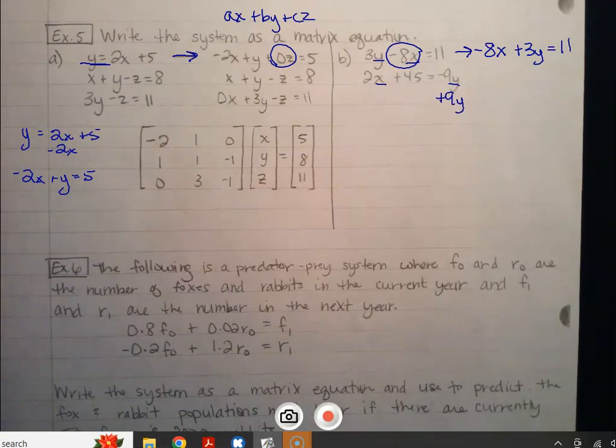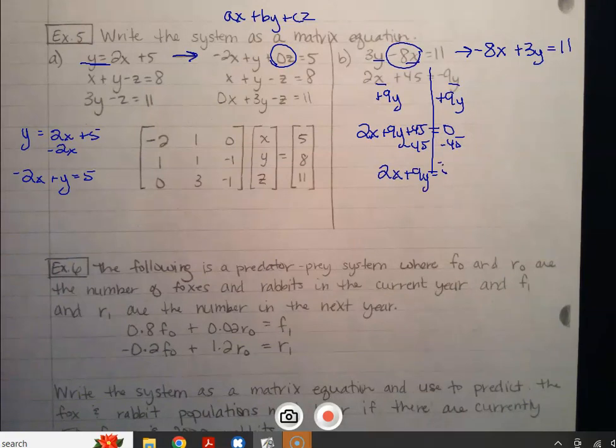And then the other one, we're going to have to add 9y and subtract 45. Because remember, my equal sign is like my divider. So I'm going to have 2x plus 9y plus 45 equals 0. But I need this 45 over there, so I'm going to subtract 45. So then I have 2x plus 9y equals negative 45.